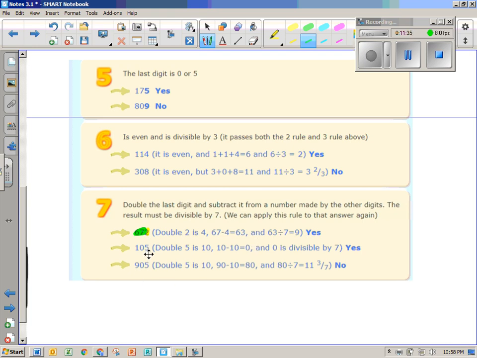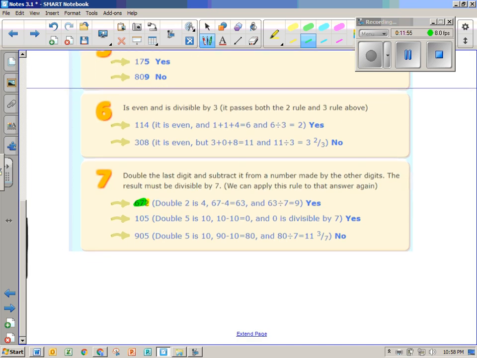So we double 5, that's 10, subtract that from 10, and that's 0. Remember, 0 is divisible by any number. 905: double the 5, that's 10, subtract it from 90, that's 80. 80 is not divisible by 7. We know that just from our multiplication facts. Let's keep going.